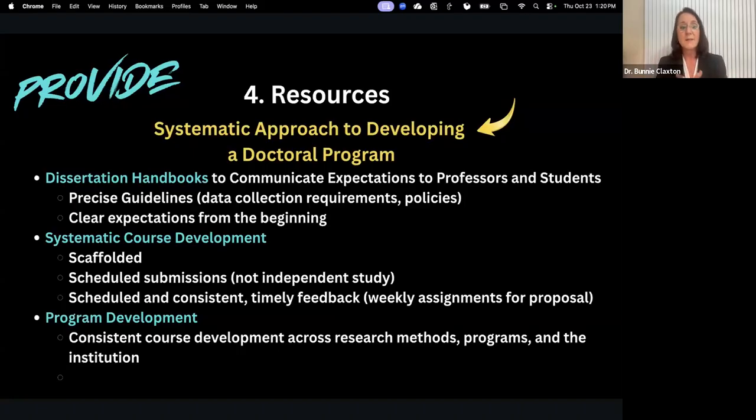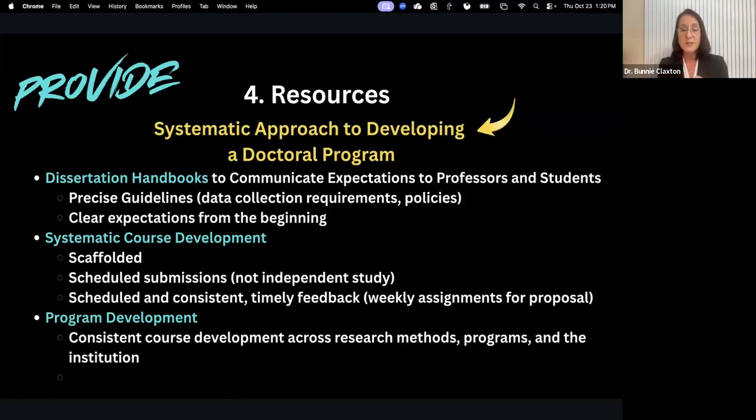And we have this systematic course development. Now, we talk about scaffolding quite often in a K-12 environment where we're going to teach students numbers. And when we do that, we teach them the numbers and then the value of the numbers. Then we teach them how to add and then subtract and then multiply and then divide. There's this logical sequence that we use to teach them numbers. We need to take that same approach with the dissertation.